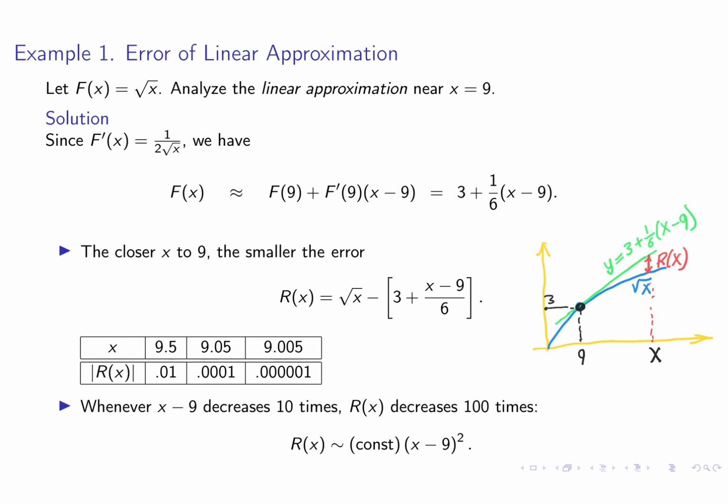You see, whenever we make x 10 times closer than the previous x value, the error decreases by the order of about 100 times. So it looks like the error is roughly proportional to the square of the difference between x and 9. For now, this is just a hypothesis. It still needs to be confirmed.